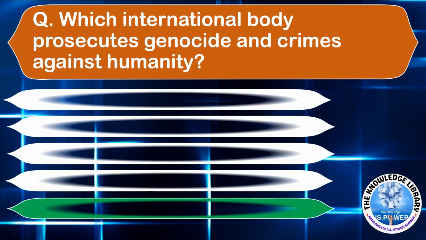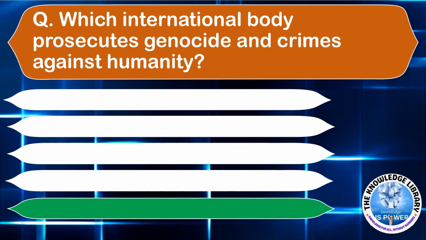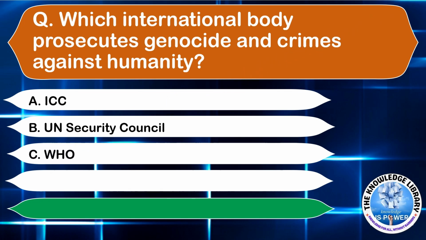Next question is, which international body prosecutes genocide and crimes against humanity? Option A, ICC. Option B, UN Security Council. Option C, WHO. Option D, World Bank. Correct answer is option A, ICC.